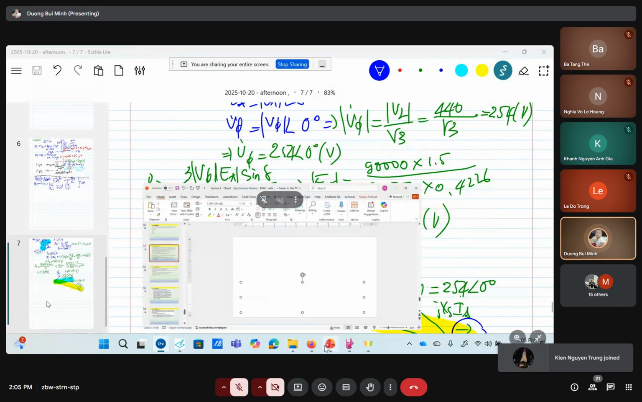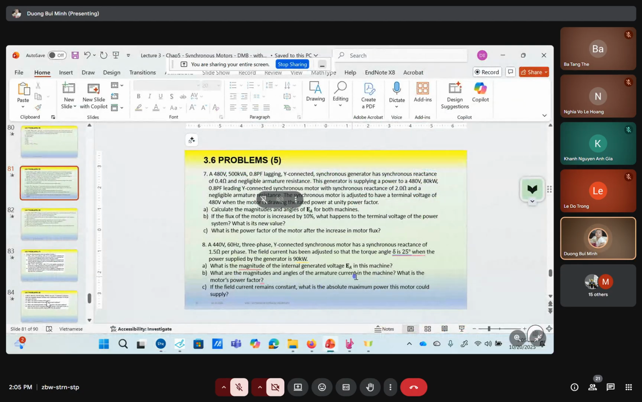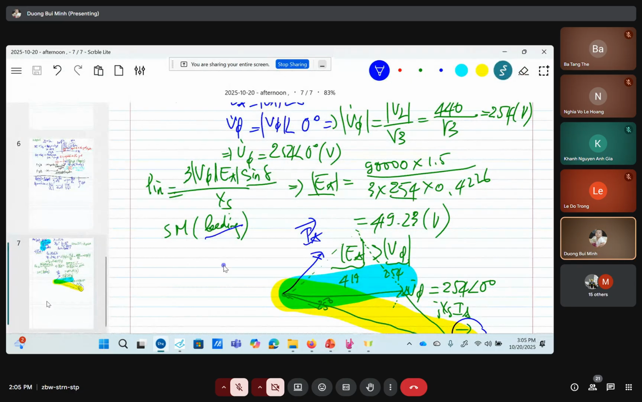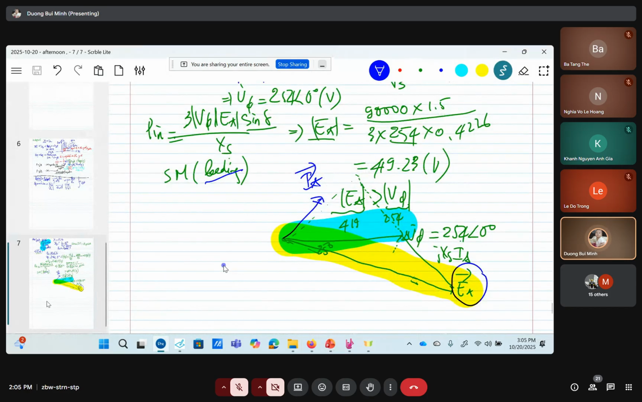Okay, so now continue. What is the magnitude of the internal generated voltage? So finally we have EA is 419.23 with the phase angle minus 25 degrees.